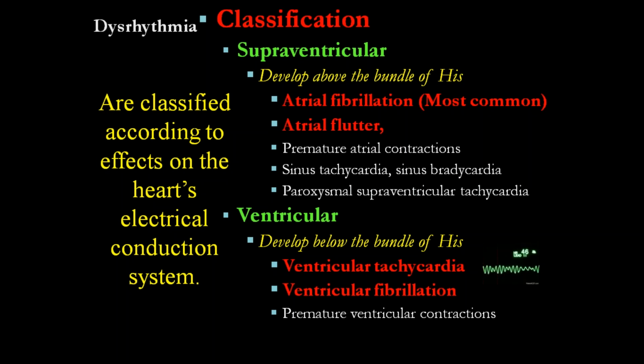Because we are going to apply it at the time we are explaining the classification. All right, so we have the supraventricular arrhythmias, or dysrhythmias. Dysrhythmias is the same as arrhythmias. They originate above the bundle of His. So we already know our anatomy. Ventricular arrhythmias develop below the bundle of His.